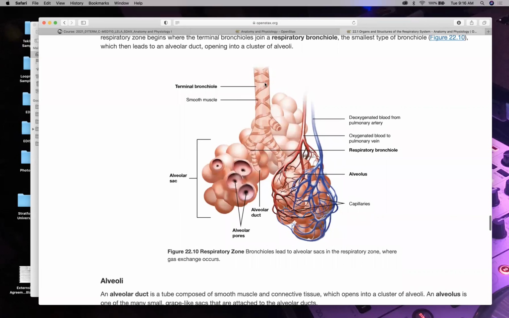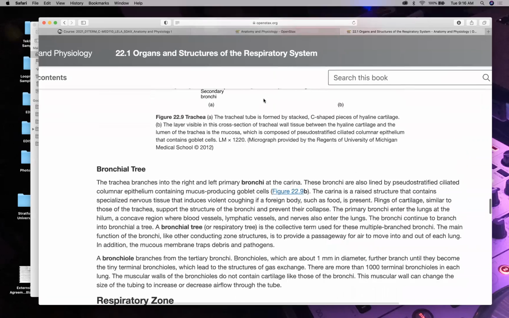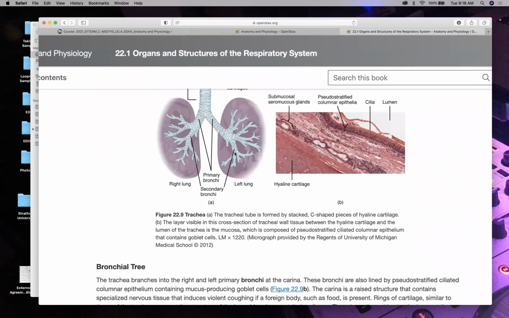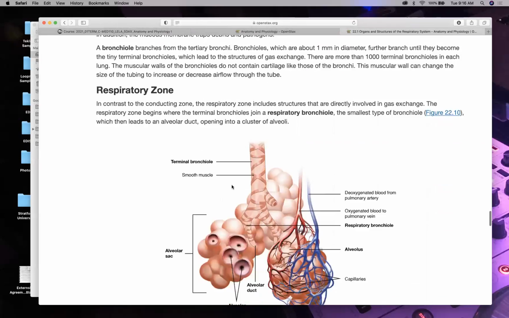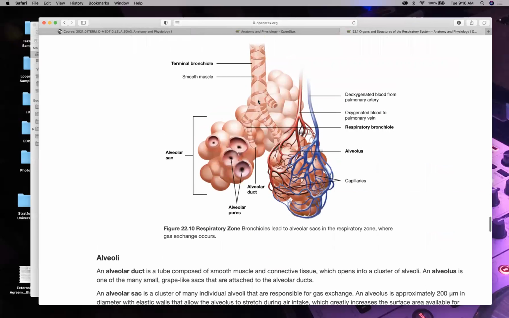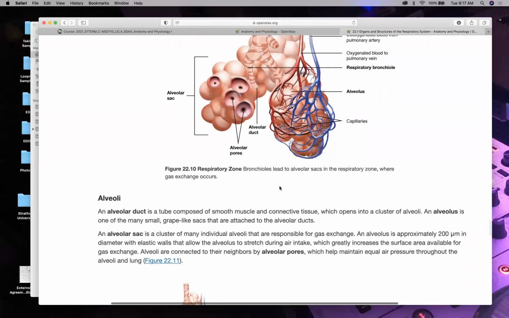So again, to recap, at the terminal bronchiole, the bronchi get smaller and smaller and smaller, like a tree. At the very end of these branches, there are these bunches of grapes called alveoli. That's where gas exchange occurs, and that's where you have tons of vasculature.